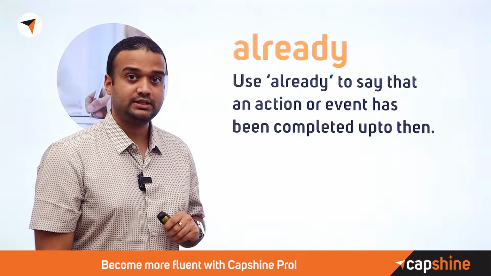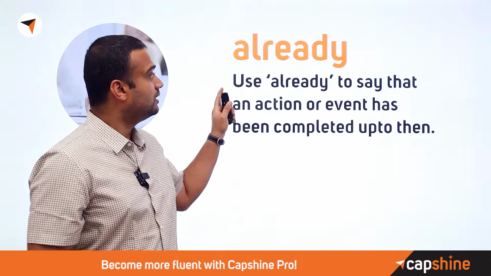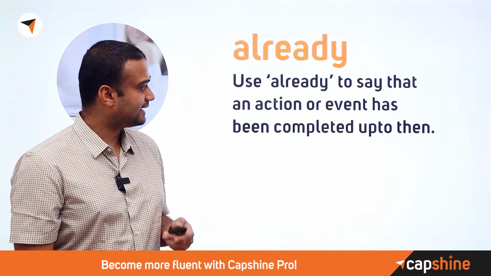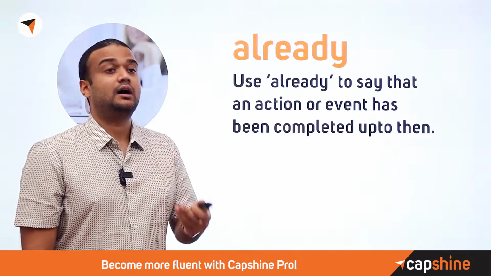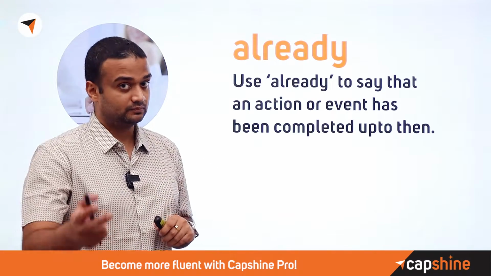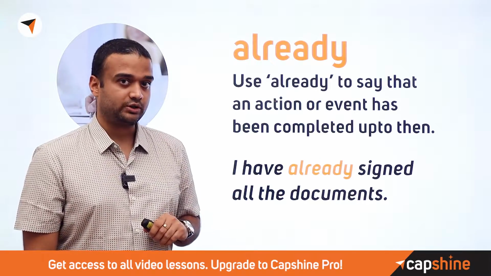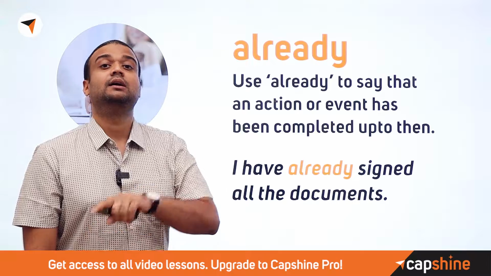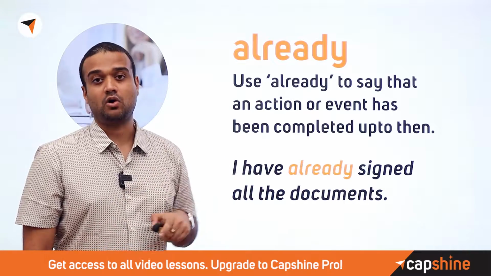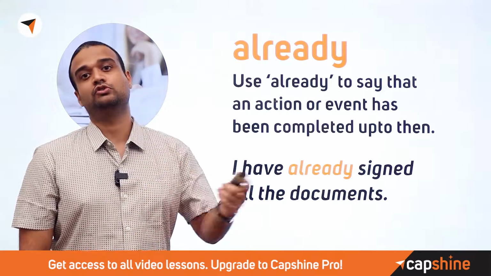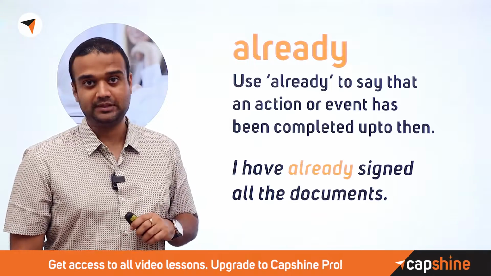Already can also be used in a similar situation. Use already to say that an action or event has completed up to then. That's a good example. I have already signed all the documents, meaning that it's completed in time, it has been done already. Already is used to show that something has been completed.